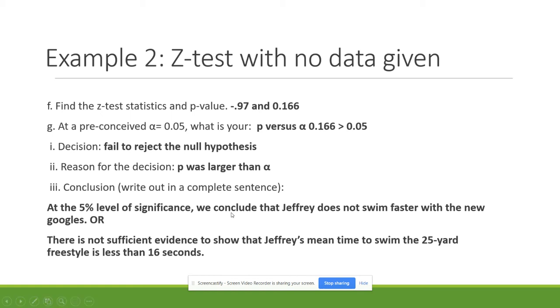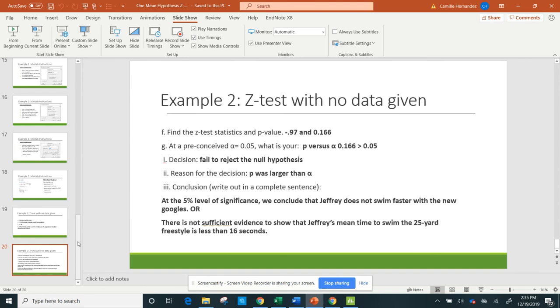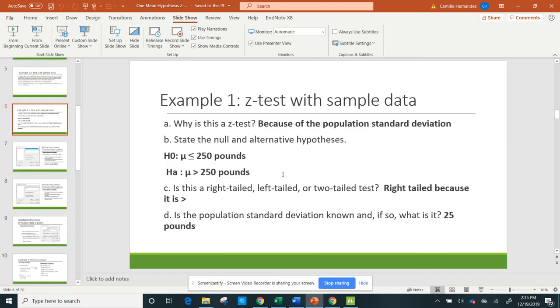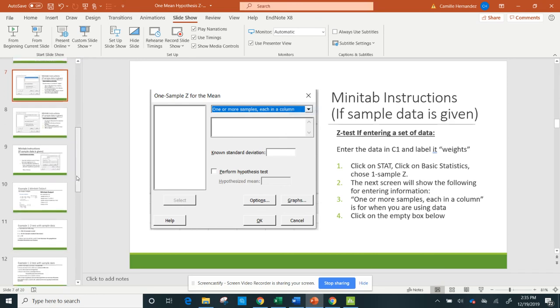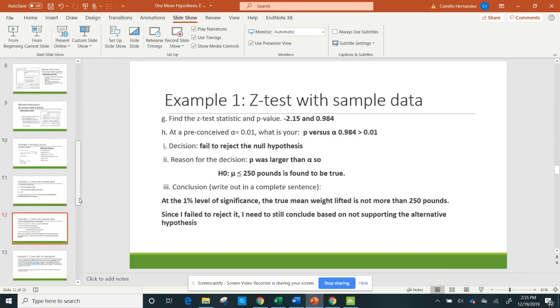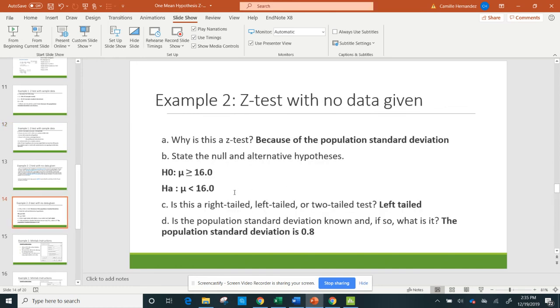So let's go back to our hypothesis. Let me go back out here. Where is it? So here. So I failed to reject my null. Okay, so I failed to reject my null.